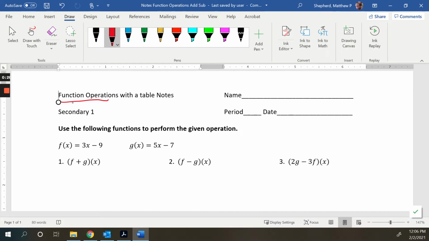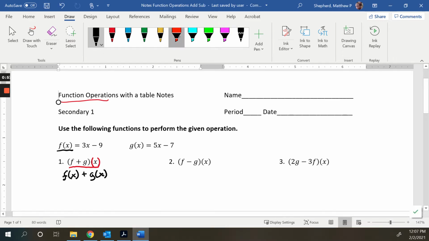So right here, you'll notice this statement where we have f and g. Both of these are the names of the function f and the function g. Then you've got the parentheses over here. These parentheses say what the input of both of those functions is going to be. So x is going to be the input of both of these functions. This statement right here can be rewritten as f with the input of x plus g with the input of x.